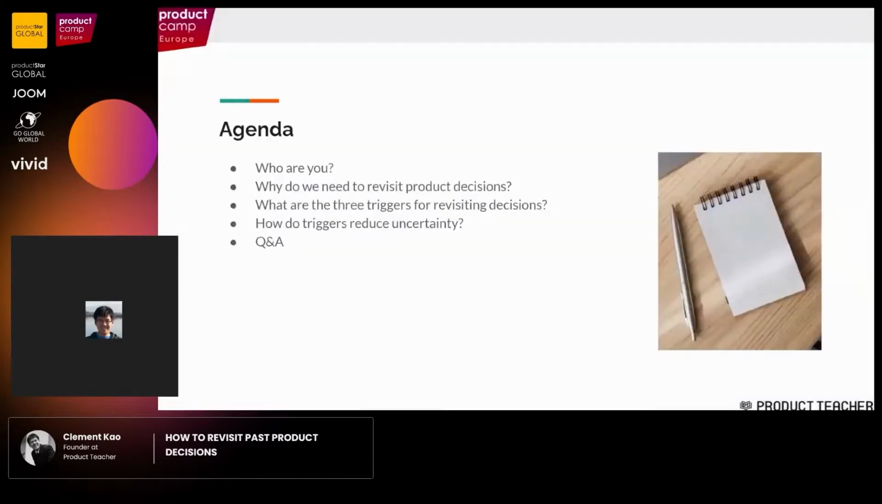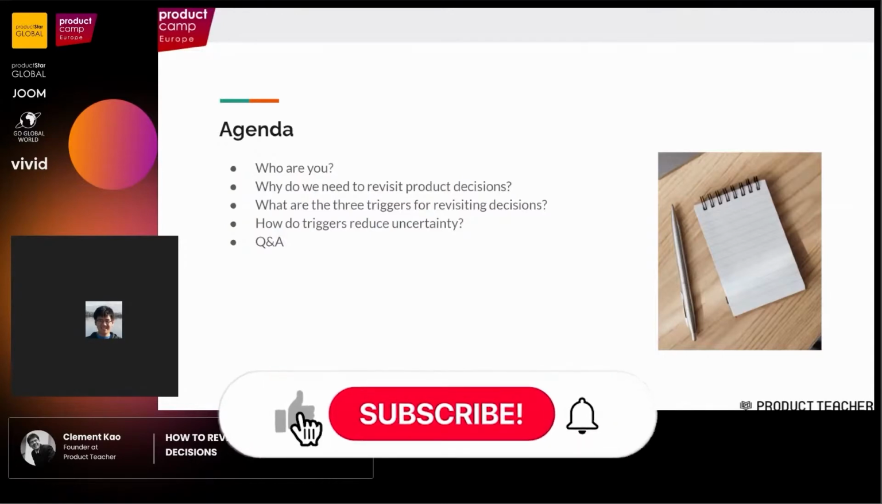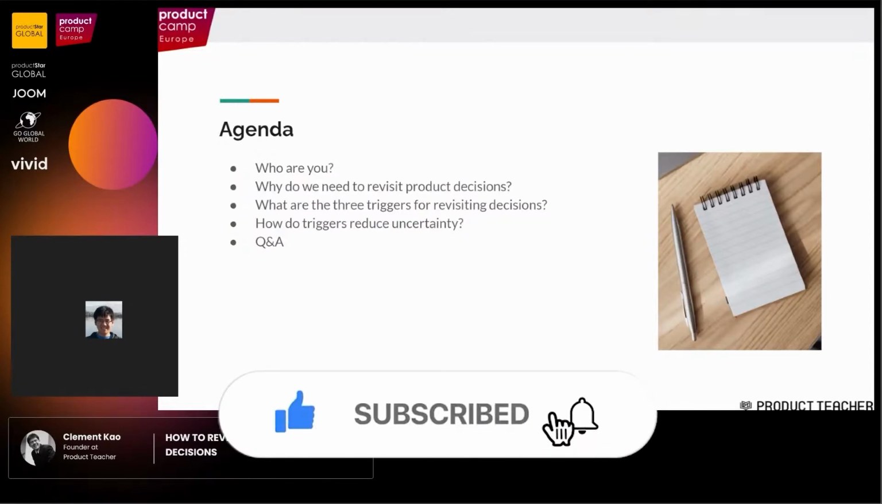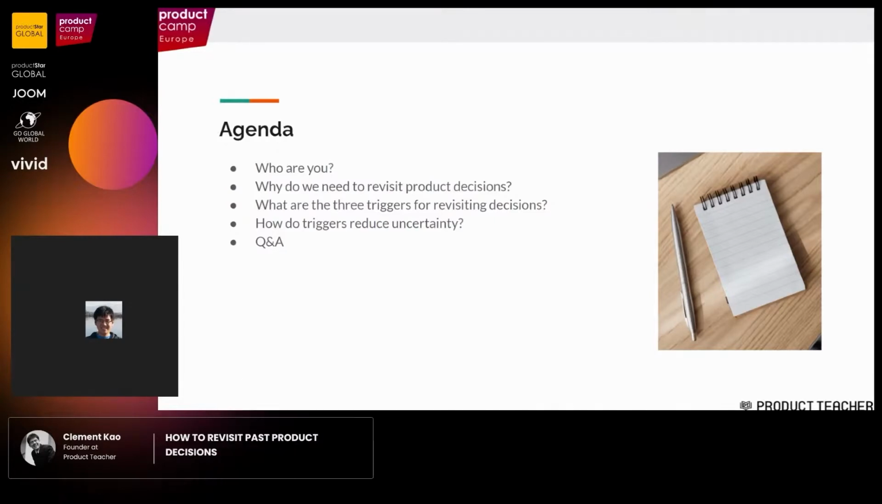So just in terms of what we're going to be covering, first off, I'll give a quick background about myself, and then we're going to dive into why we need to revisit product decisions at all, right? What is that benefit? Why do we even need to consider doing this? And then if we decide we need to go back and revisit a decision we made in the past, how do we know when's the right time? How can we look at having different triggers for revisiting decisions? And then let's talk about how using triggers helps to reduce uncertainty, which then overall enables us to ship even more impactful products. And then from there, we'll wrap up and jump into Q&A.